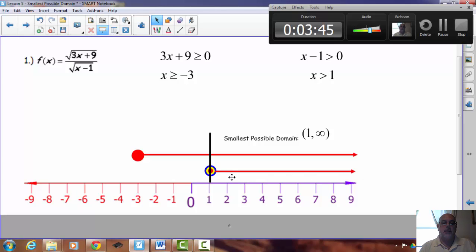So since we have the open circle at 1, I have parentheses 1, comma, infinity. Because every value greater than 1 works for both the numerator and denominator of this function. So that's what the smallest possible domain is. We're looking for values that will work numerator and denominator, not just one or the other.